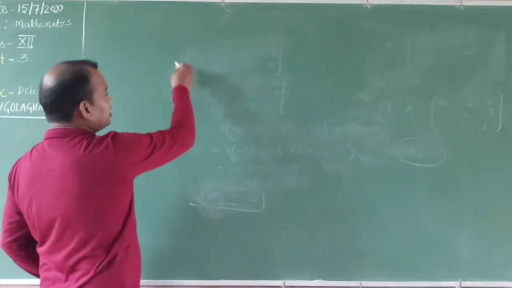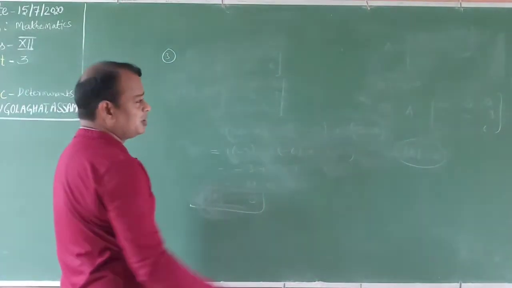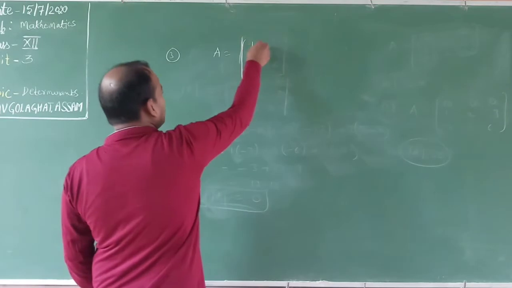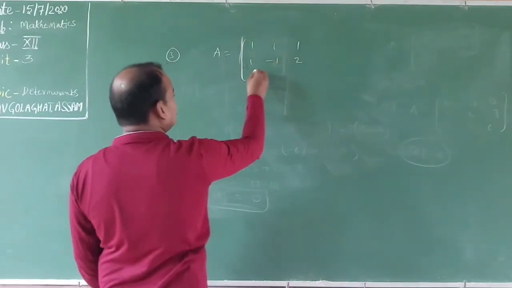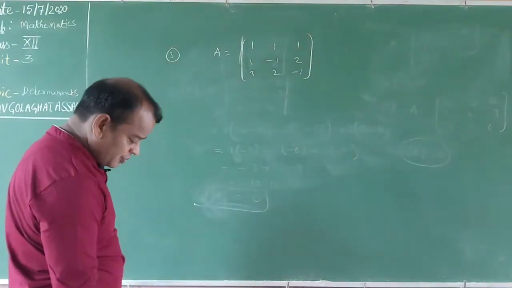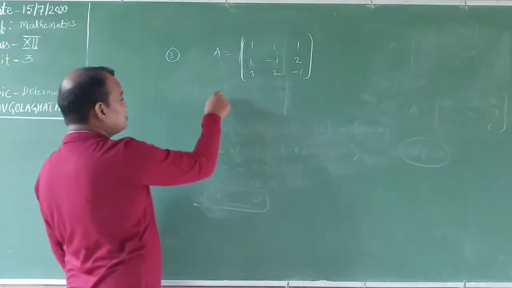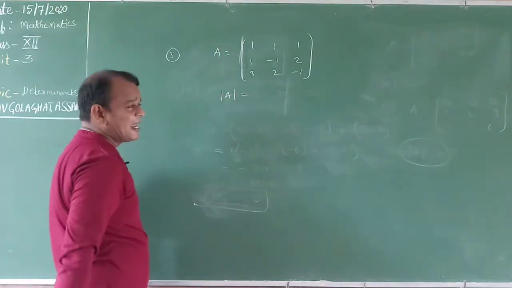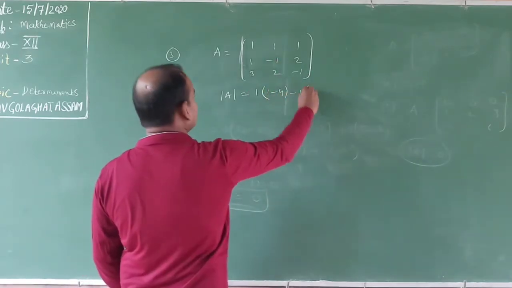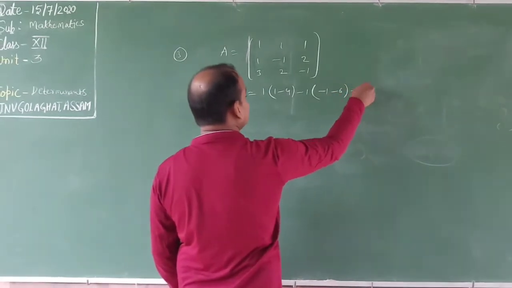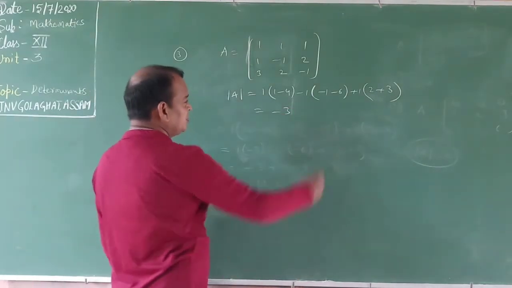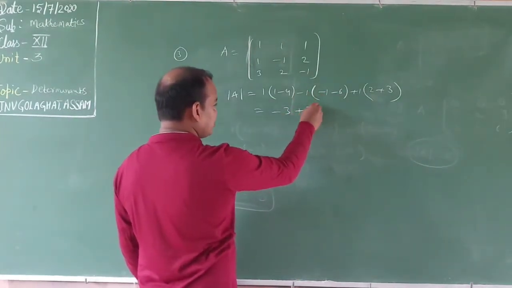Next, third property. Observe that. Suppose A is equal to, we can take a 3 by 3 matrix, 1, 1, 1, 1, minus 1, 2, 3, 2, minus 1. This is the matrix. First we can take the example. Now we can find the determinant of A. 1 into (minus 1 plus 4), minus 1 into (minus 1 minus 6), plus 1 into (2 plus 3). That equals 3 plus 7 plus 5.